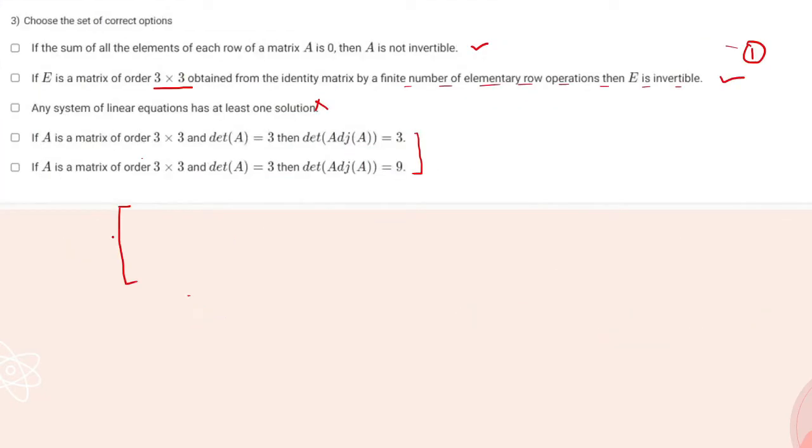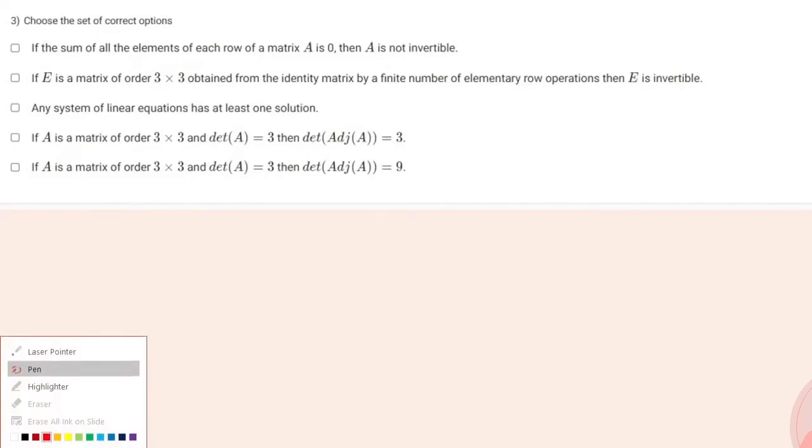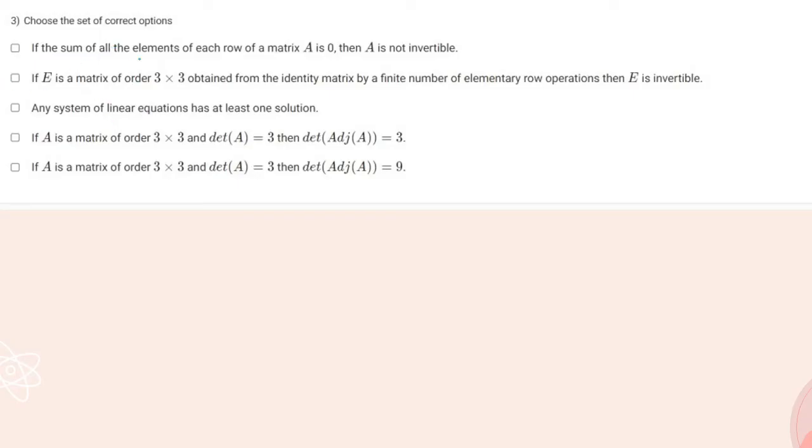Moving to the third one. Okay, so let me erase all this. So the third question says that if the sum of all elements of each row of a matrix A is 0, then A is not invertible. This is correct because let us take one example. Let this be a matrix A with entries a b c, d e f, g h i.